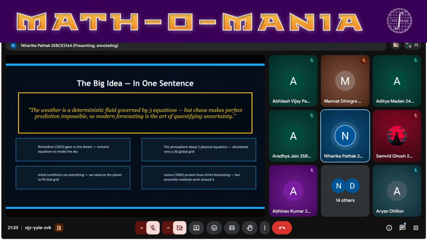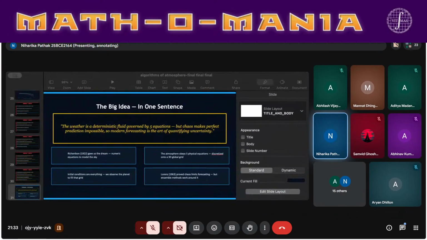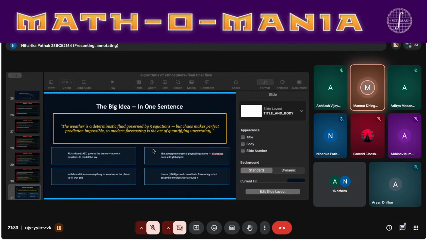So my teammate Mannat here will take you deeper into the equations themselves. So here's to you, Mannat. Okay, thank you, Niharika. Can you just go to the next slide?